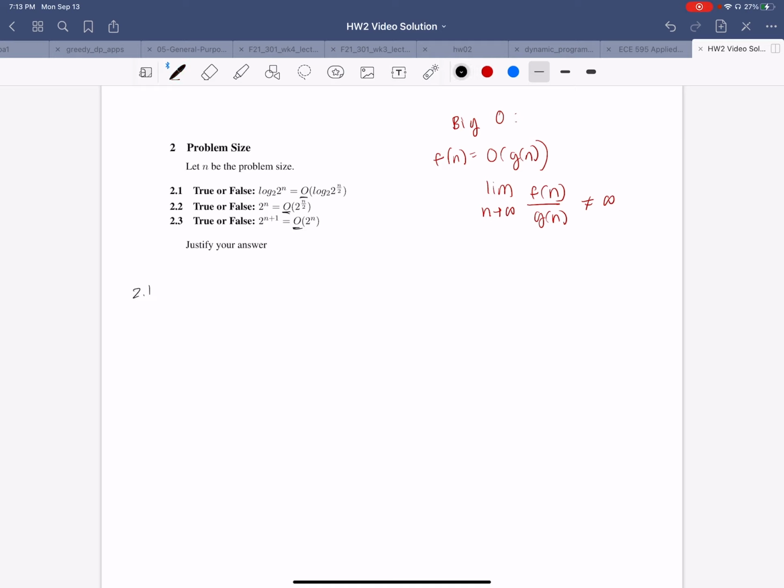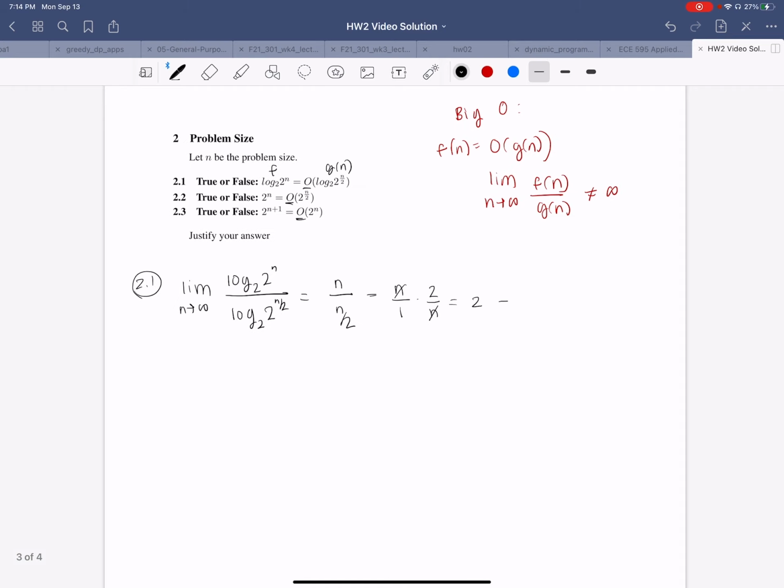So if we look at 2.1 here, we can see the limit. If we take this side to be f of n and this side to be g of n, as n goes to infinity of log base 2 to the 2 of n over log base 2 to the 2 of n over 2. We can make some simplifications here. So this is just n over 2. And again, these are just log rules. And if we simplify that, we get something that looks like this, and we get 2. Notice that 2 is not equal to infinity, therefore this is true.